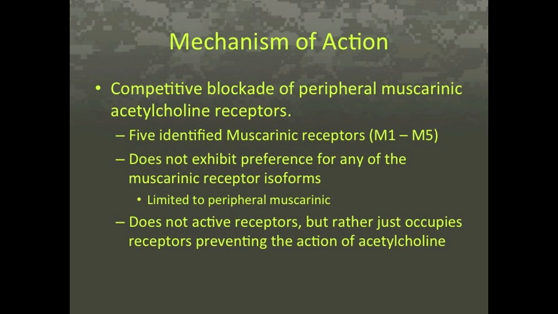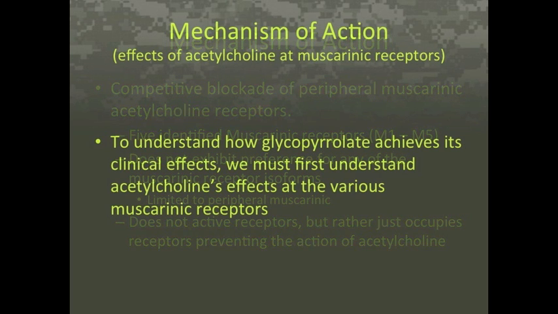Now, while there are at least 5 identified major subtypes of muscarinic receptors, which are labeled M1 through M5, the mechanism of action relevant to achieving the clinical endpoints of glycopyrrolate is principally associated with M1, M2, and M3 receptors. What is important to note here is that glycopyrrolate will competitively bind to each of these muscarinic receptors without preference, meaning that it will equally block peripheral M1, M2, and M3 receptors at any clinical dose.